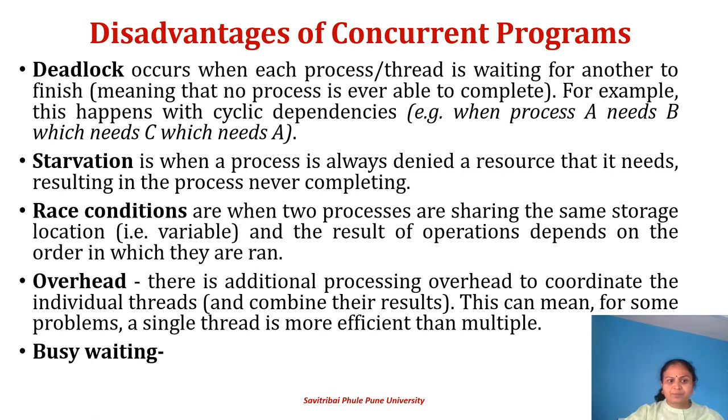Race condition. Race conditions occur when two processes are sharing the same storage location, that is, it may be a variable, and the result of operations depends on the order in which they are run. Overhead. There is additional processing overhead to coordinate the individual threads. This can mean for some problems a single thread is more efficient than multiple. And the last disadvantage is busy waiting.